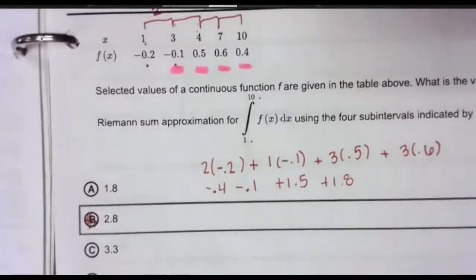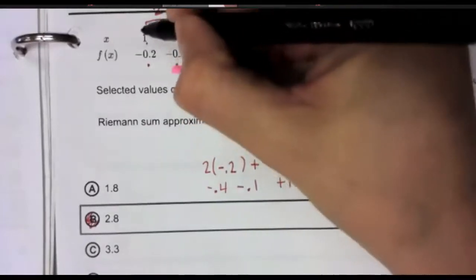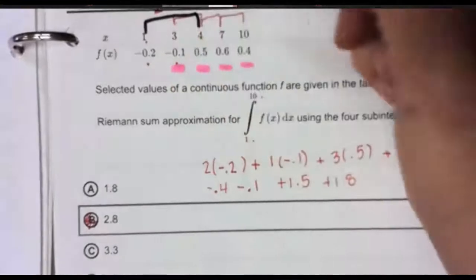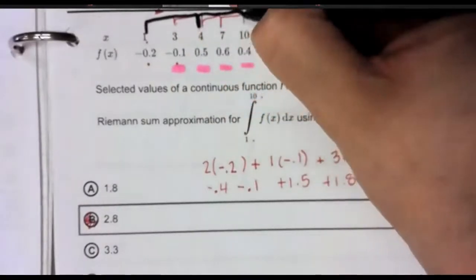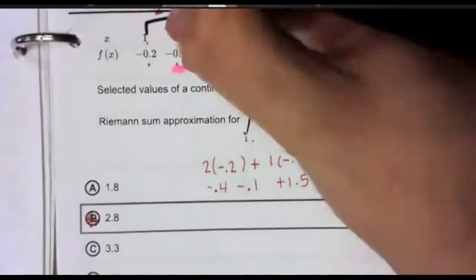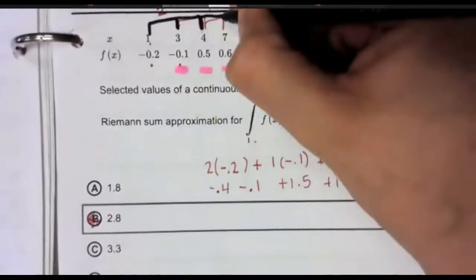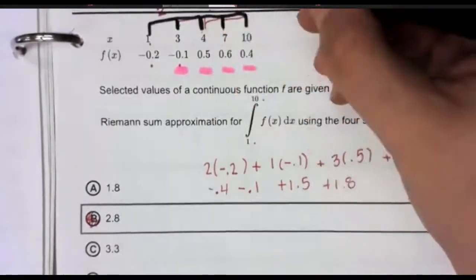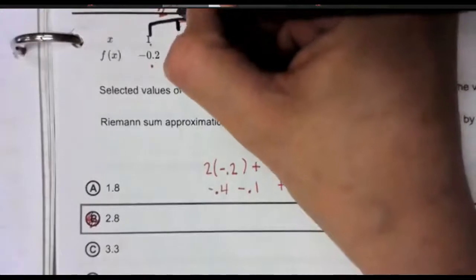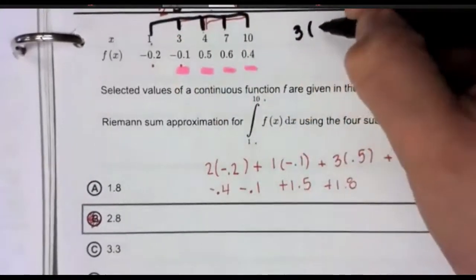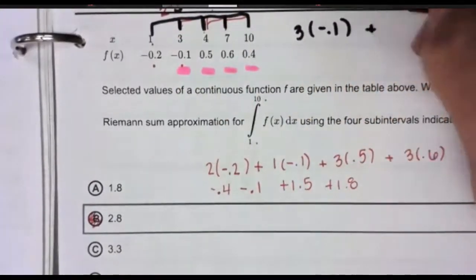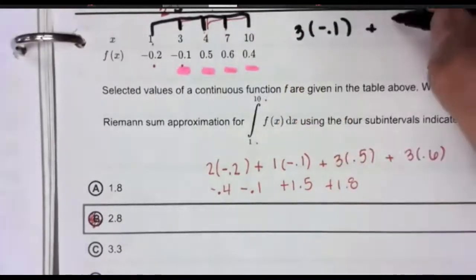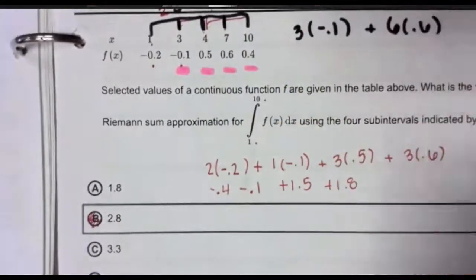A midpoint. So if they were going to do a midpoint for this one, it would have been 2 subintervals. So they would have made this one rectangle and this your other rectangle, so that the midpoint was in between both of those. So this width would have been 3, and your midpoint would be negative 0.1, and then that width would be 6, and your midpoint would be 0.6.